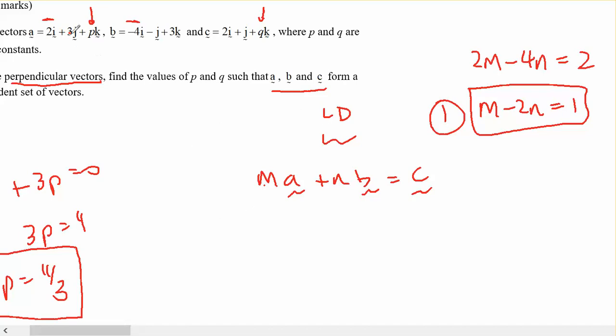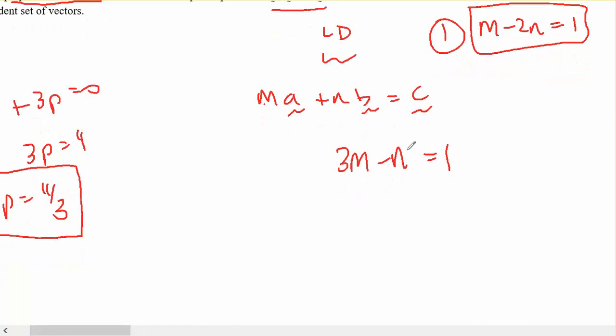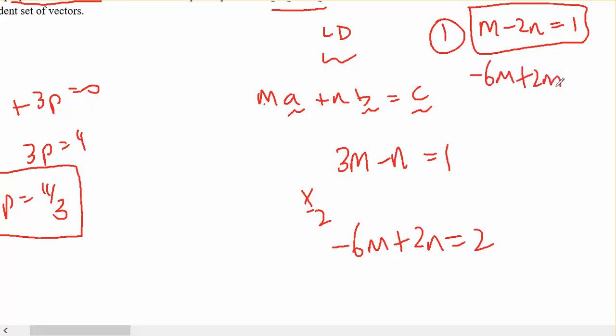And secondly, M times 3, so 3M, plus N times, so minus N, equals 1. And I'd like to double that and times it by negative 2, so it gives me minus 6M plus 2N equals 2. Add these together, that gives me 5M equals 3.